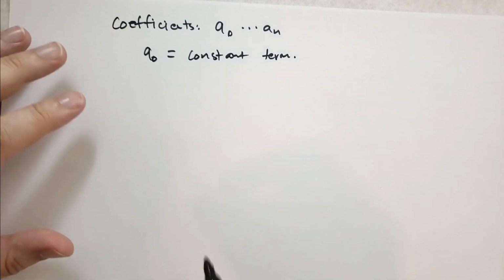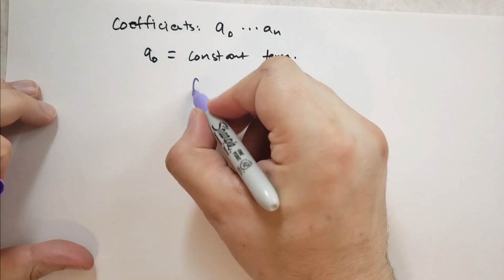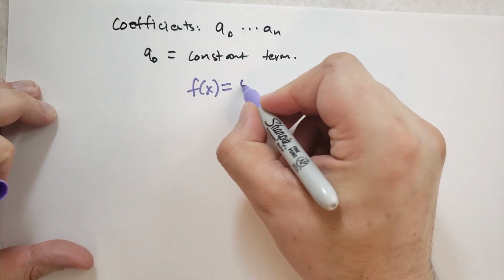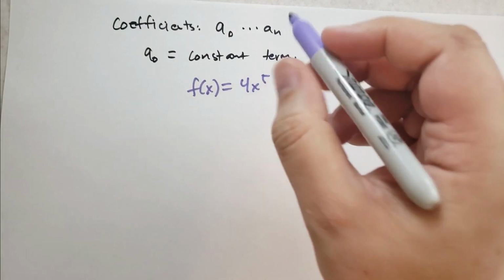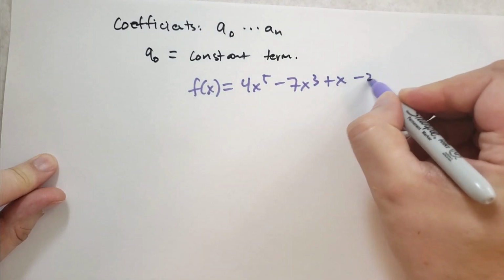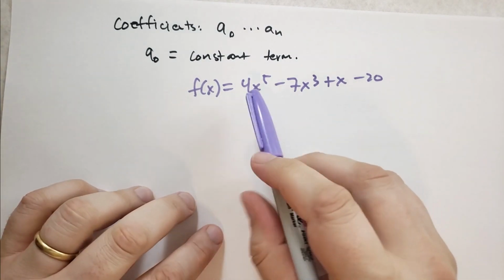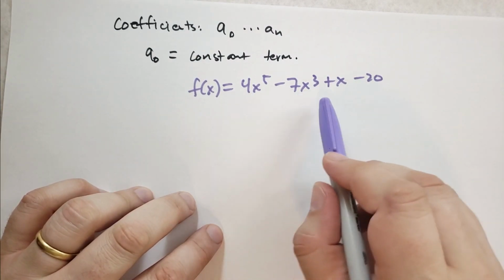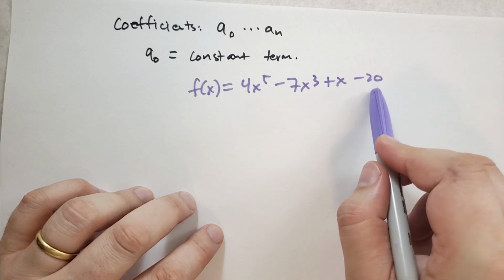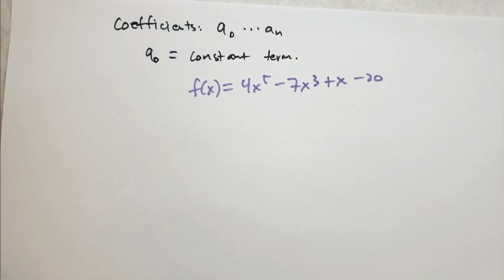Okay, so suppose we had the polynomial, let's use a different color here. We have f of x is equal to 4x to the 5th minus 7x cubed plus x minus 20, okay? So the coefficients here are going to be 4, 0, negative 7, 0, 1, and negative 20, okay? And the constant term is this negative 20 term, okay?